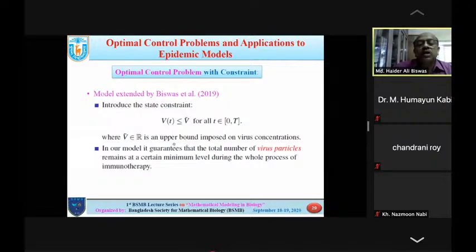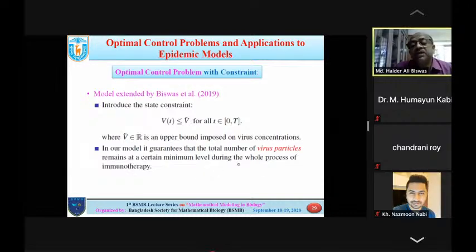So our idea is to put a state constraint on the virus cells, V(t), of course, less than or equal to V bar, that is V tilde. And this V tilde is actually an upper bound of the virus concentration. So we don't want our virus cells to rise more than V tilde. I will show in the figure that this immediately follows if we apply our treatment strategy like HAART, highly active antiretroviral therapy. And our model guarantees that the total number of virus particles remains at a certain minimum level during the whole process of the immunotherapy. And this model looks like this.